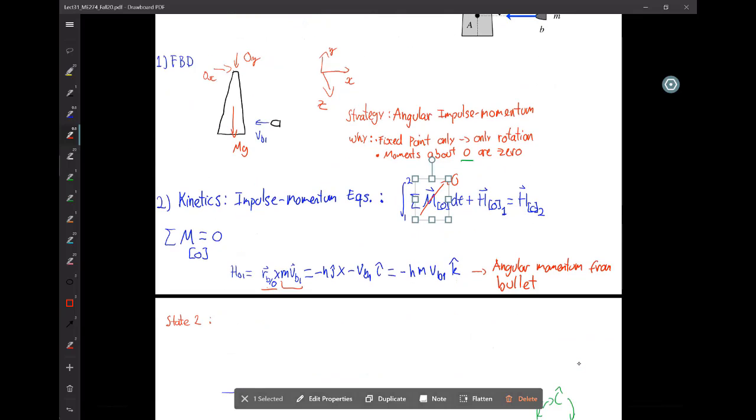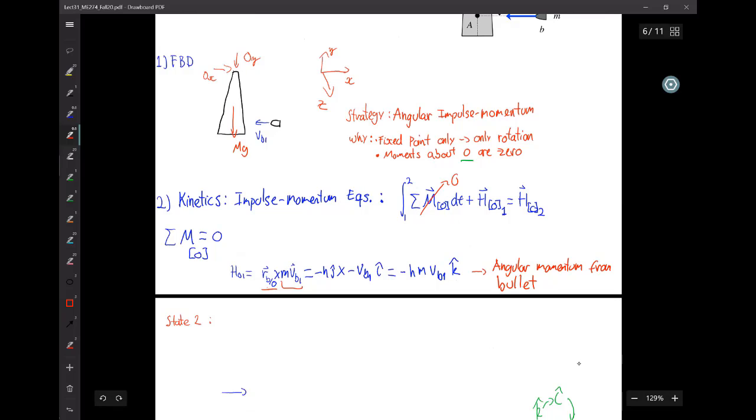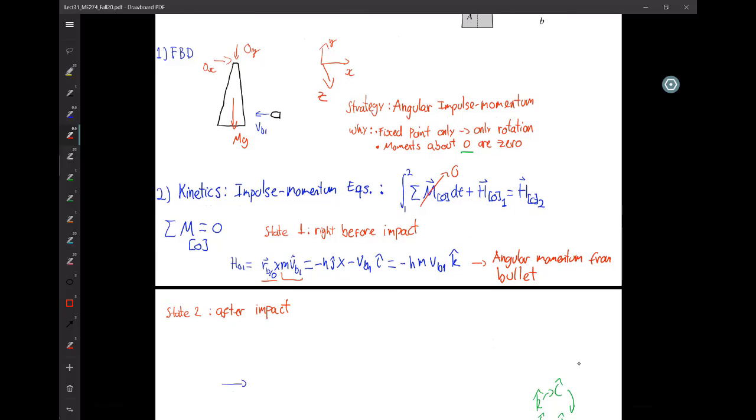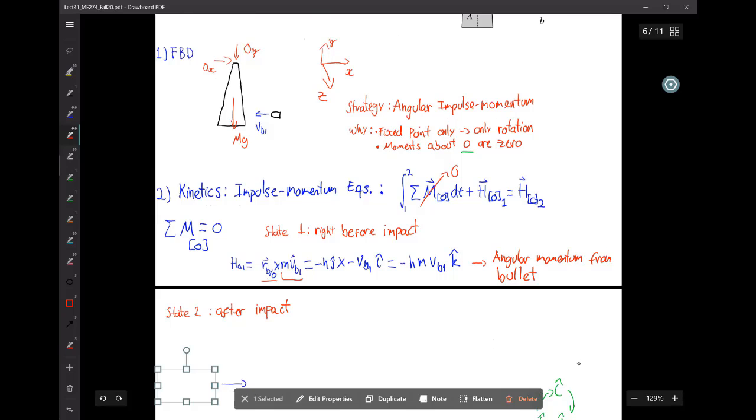That's right before impact. Now, after impact, that's our state 2. We're asked to find the angular velocity right after impact. So right after impact, this bullet is embedded. It has initiated some movement.